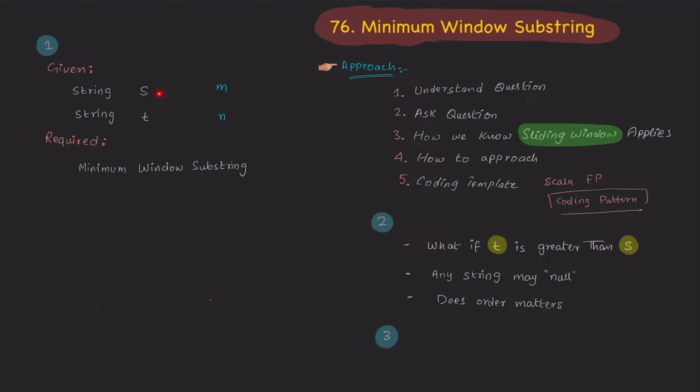You are given two strings, S and T. We are expecting a minimum window substring from S with one condition, that in that substring, all characters from T must be present, and for sure it will be minimum. So you can start your discussion with the question.